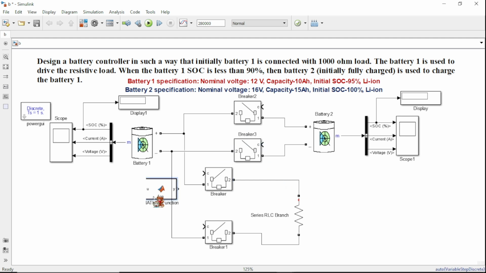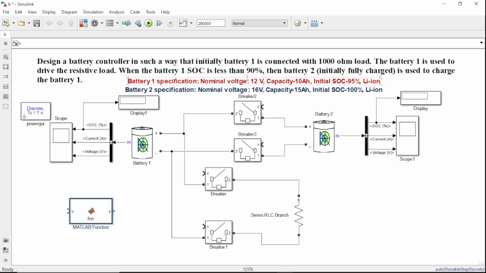Okay, this is the MATLAB function block. In this block we have to write some switching operation algorithm, and based on that, the 4 breakers will work. The input will be the SOC, because here you can see the condition is based on the SOC.